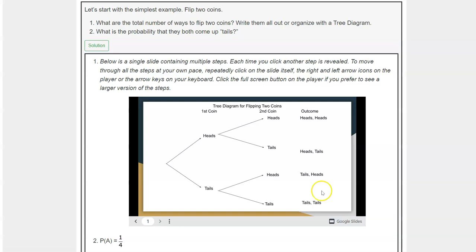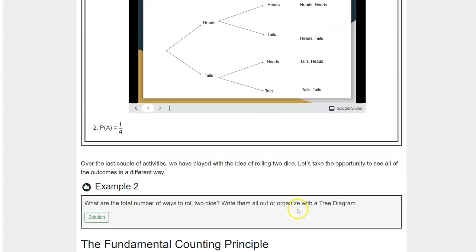If you want to come up with one of each, you would go through here and say, okay, we're going to assume these are the same. Head, tail, and tail, head are the same. It would be 2 out of 4 would be the probability of that.